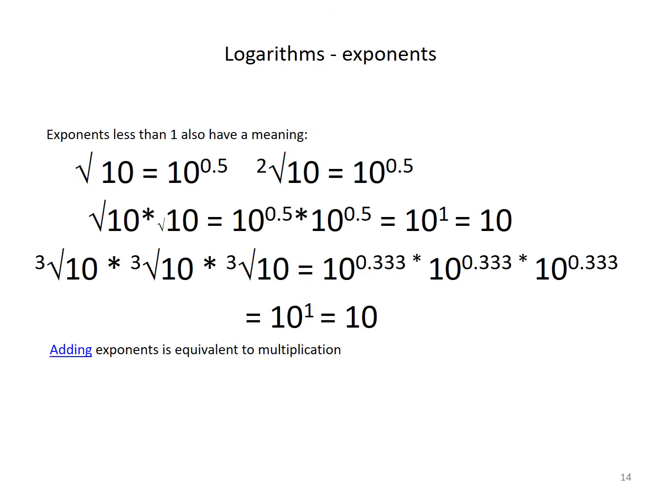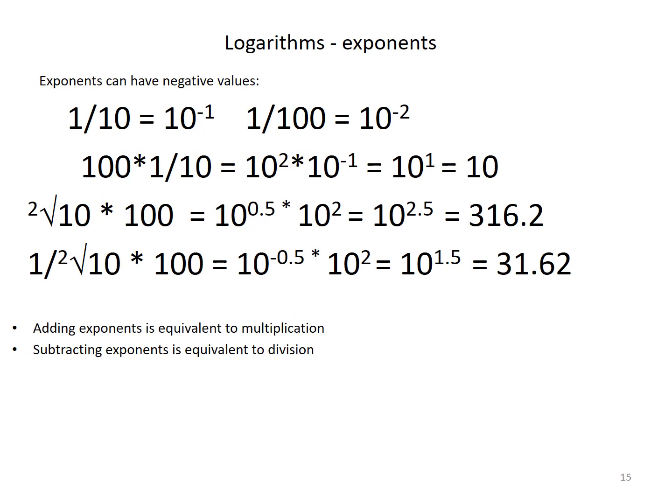We have seen exponents in whole numbers, but actually exponents can also be less than 1, such as an exponent of 0.5 is actually a square root, while an exponent of 0.333 is a cube root. Not only this, exponents can also have negative values. For example, 1 over 10 is 10 to the power of -1, or 1 over 100 is 10 to the power of -2. And again, you can add exponents when you're doing multiplication, or you can subtract the exponents when you're doing division, provided that the base is identical.